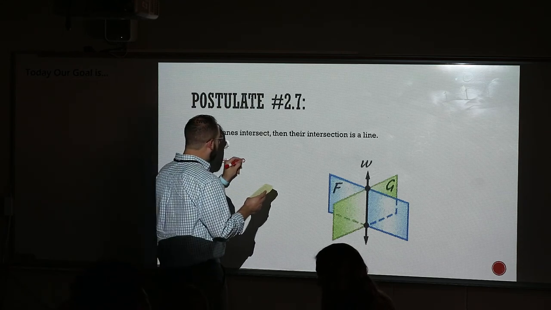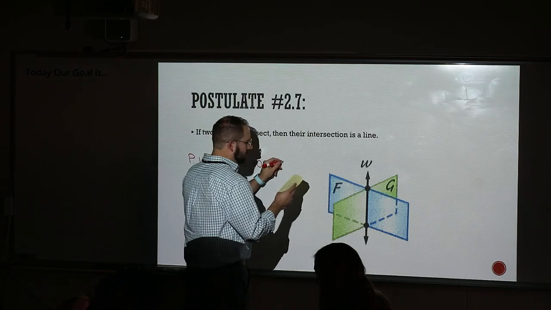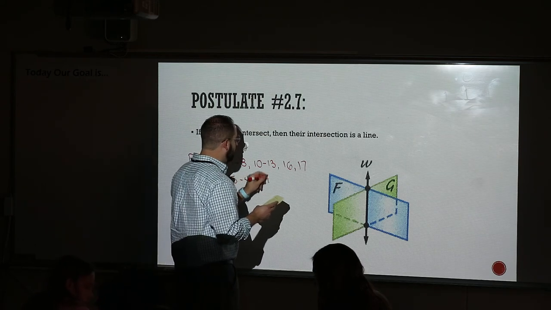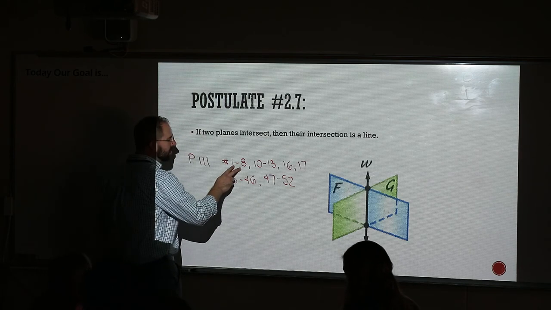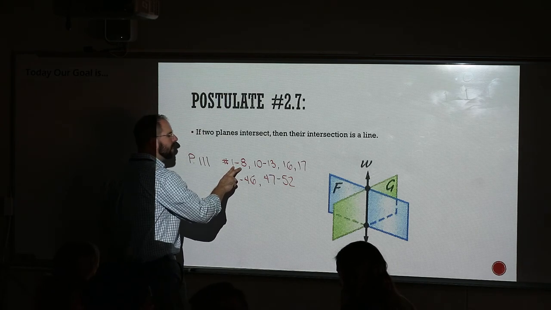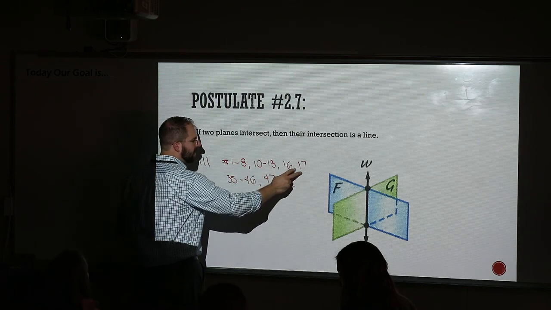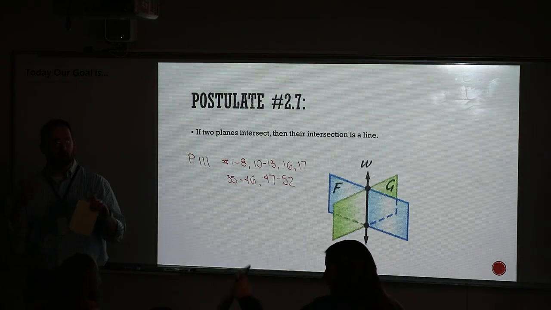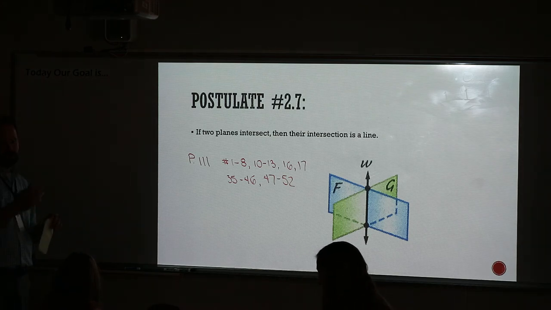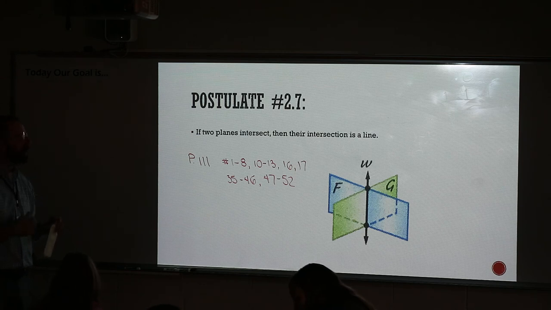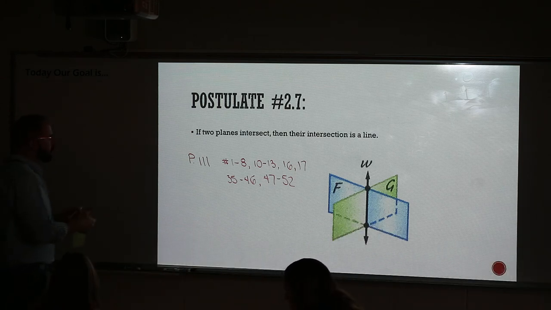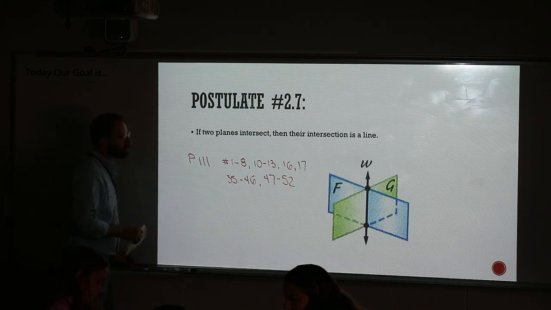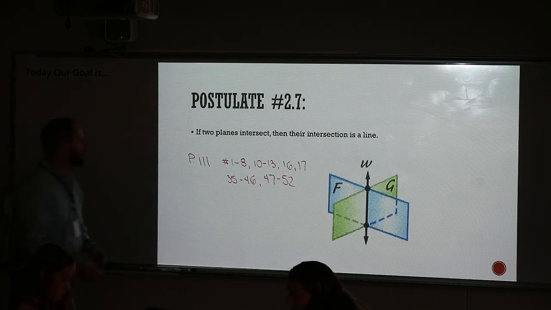So page 111, numbers 1 through 8, 10 through 13, 16, 17, and then you have 35 through 46, and 47 through 52. Now, remember, the first couple, they just want you to identify hypothesis and conclusion. Don't tell me if the sentence is true or false. Some of them will have you write converses, inverses and contrapositives. Some have you doing counterexamples. That's where you have to tell me if the sentence is true or false. Remember, if the sentence is so inherently crazy, I think the example I used for you guys is like, if pigs can fly, then I'm taller than the Statue of Liberty or something like that, right? That sentence is actually true because you can't disprove the hypothesis, because the hypothesis was science fiction. So the rest of it would be true because anything's possible in science fiction.